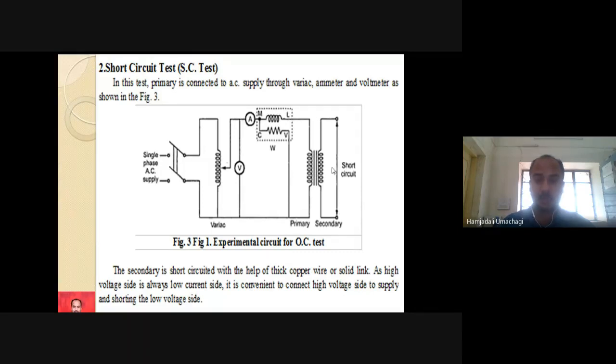Why? Because the secondary is already shorted here, and if I inject a very small amount of voltage, then this ammeter will carry the full load current of the transformer. For example, if you are given a 1 kVA transformer in your laboratory, with 230 volts applied, the full load current carried by the 1 kVA transformer will be 1000 divided by 230. 1000 is the 1 kVA information, divided by the single phase voltage 230, which gives the current. Full load current of the transformer is 4.3 amperes.